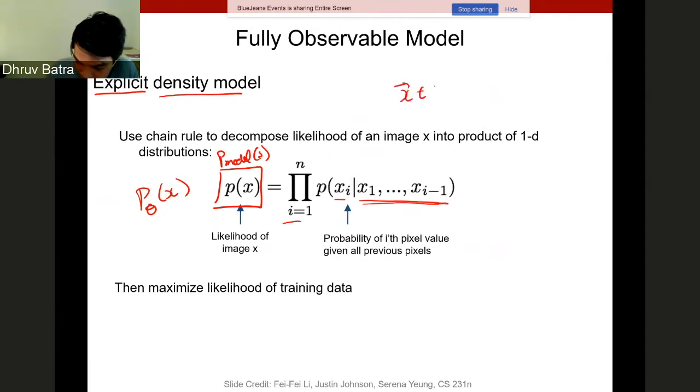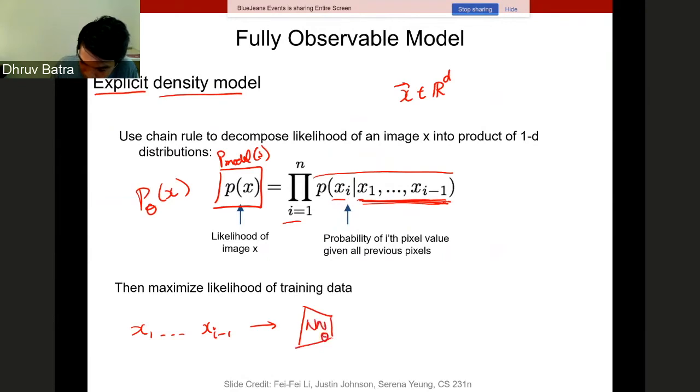So X lives in some R^D. There are some x1 through x(i-1), some linear ordering that we've done of these variables. Each one of these terms of the chain rule, we are just going to use a neural network to fit. So meaning that we're going to say x1 through x(i-1), we will enter that into a neural network. It will have some parameters theta, and it will predict xi, or more specifically, p of xi given x1 through x(i-1).